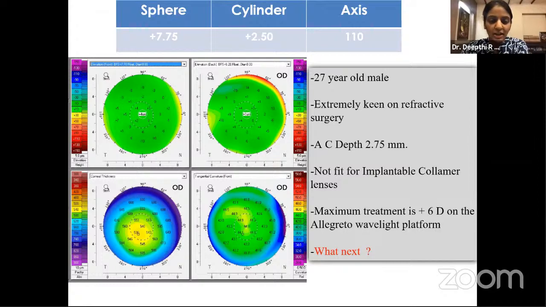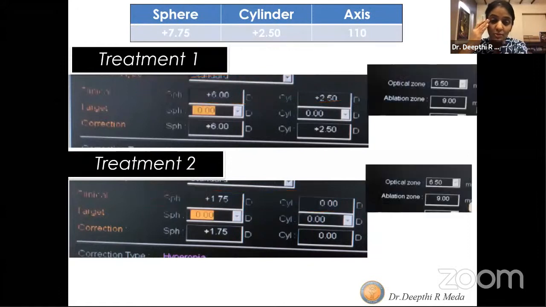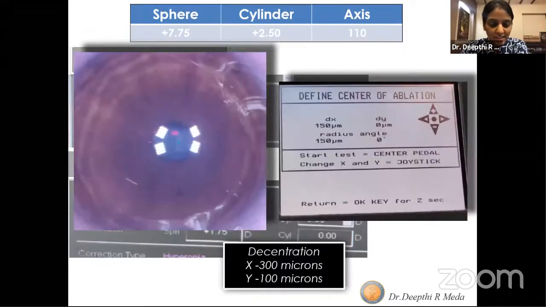So we do this sequential double excimer laser treatment. We plan 2 treatments, treatment 1 and treatment 2. Treatment 1 would have the maximum your laser would allow, that would be plus 6 in this patient with the entire cylindrical power of 2.5. And treatment 2 would be the residual spherical power, that would be 1.75. You keep the optic zone the same in both treatment 1 and treatment 2, and keep the ablation zone the same.